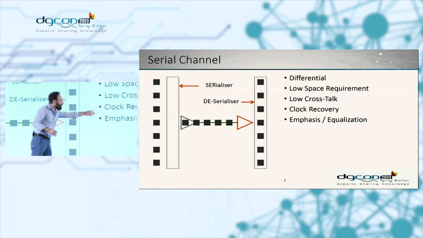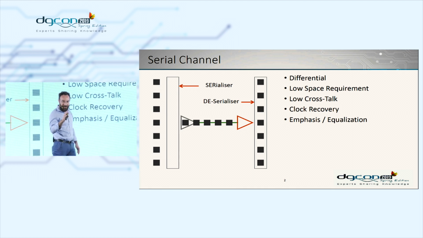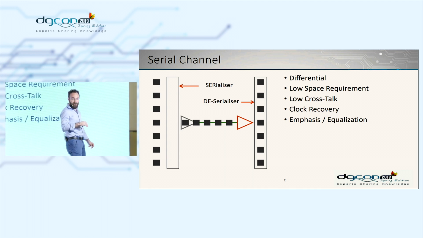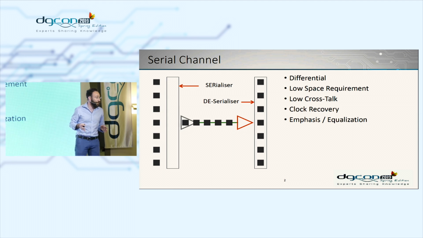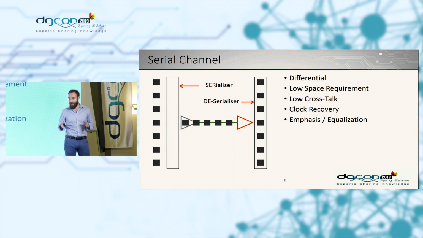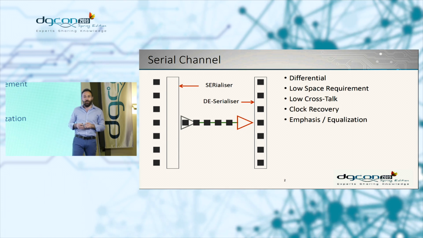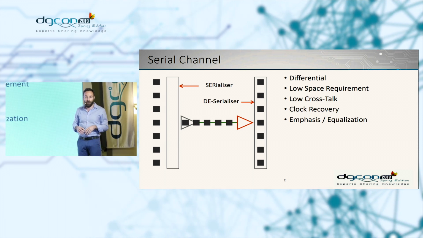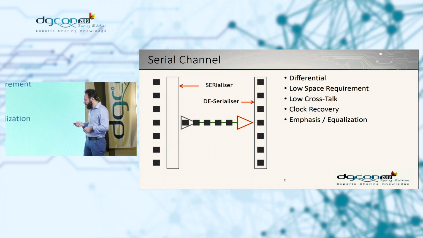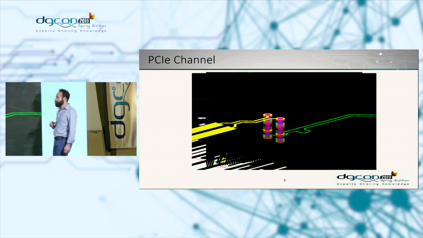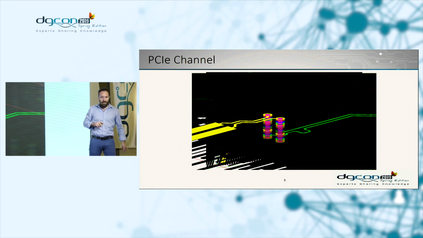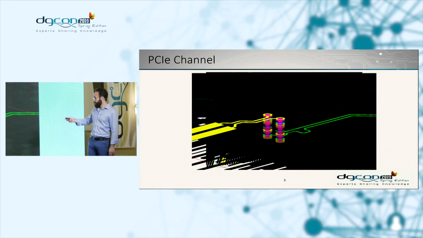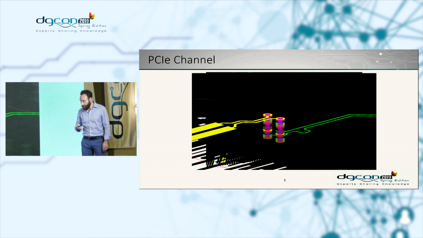And at the end of the story, we should also have an idea about how to recover the clock and, if necessary, use the equalization process to obtain very high quality signals at the end of our nets. But let's start with the idea. This more or less should be the layout, for example, of a PCI Express connection.